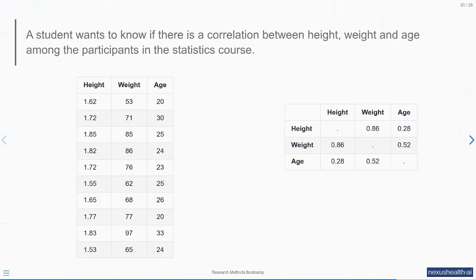So for example, a student wants to know if there's a correlation between height, weight, and age among the participants in a statistics course. And so here's the data. It gives us 3 columns of observations on height, weight, and age. And after calculating, he gets the following figure. So the correlation between weight and height is 0.86, between age and height is 0.28, and so on, as we see on this slide.